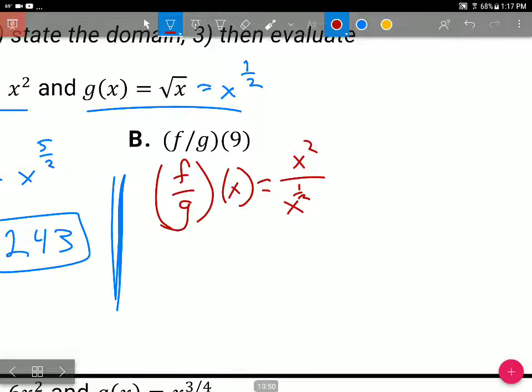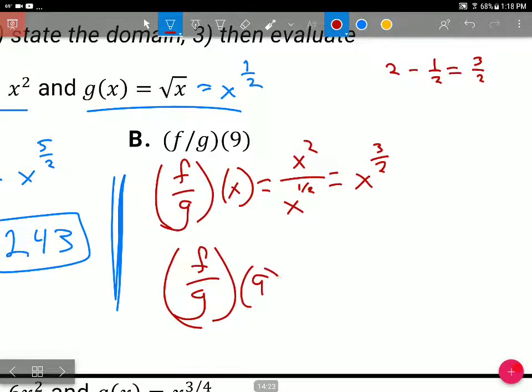All right, so let's clean that up. X to the 1/2. So if I'm dividing my x's, what do you do to their exponents? You subtract them. So what is 2 minus 1/2? 3 halves. So x to the 3 halves. All right, so here we go. We got f over g of 9, which is 9 to the 3 halves.